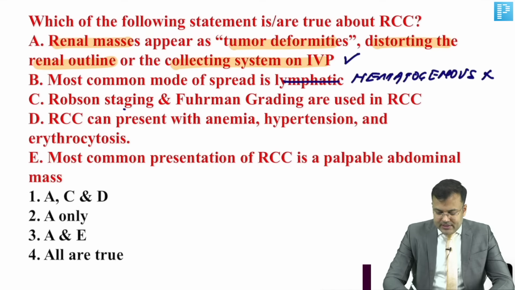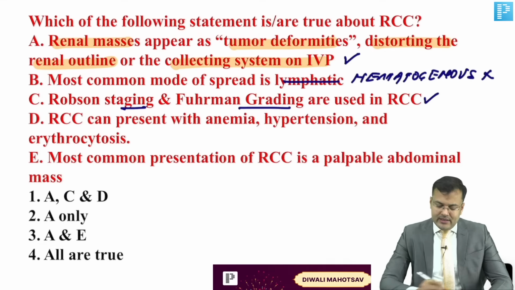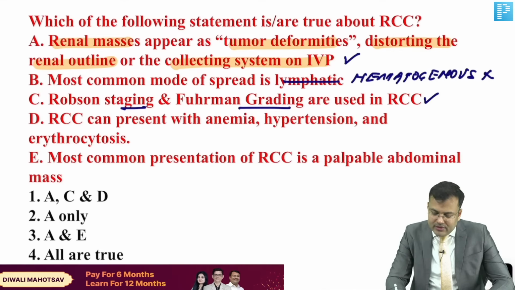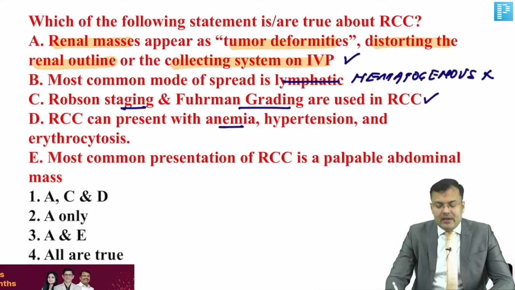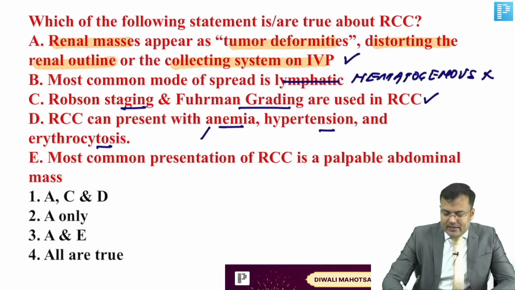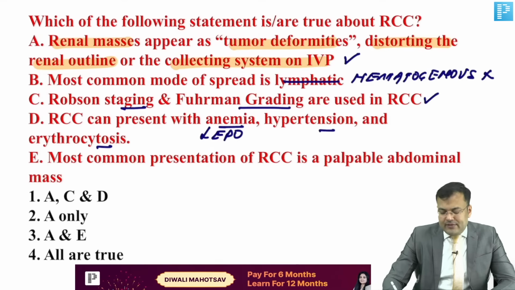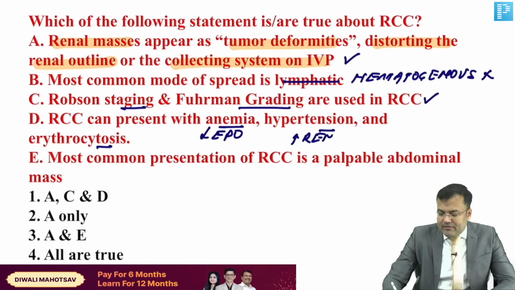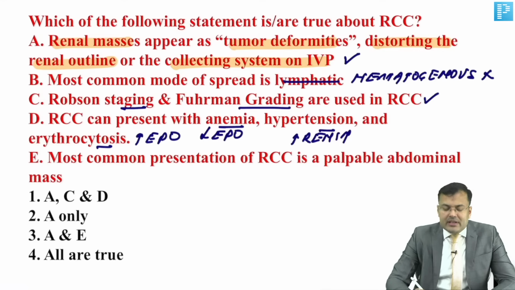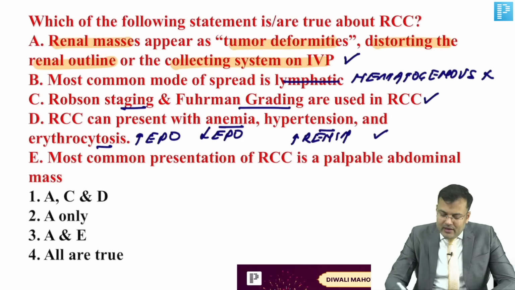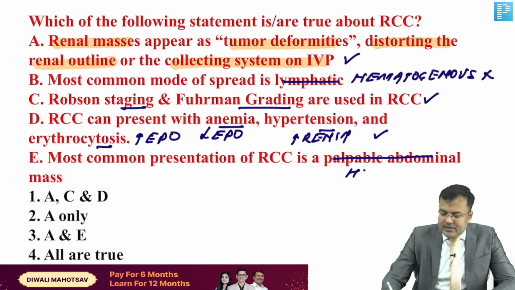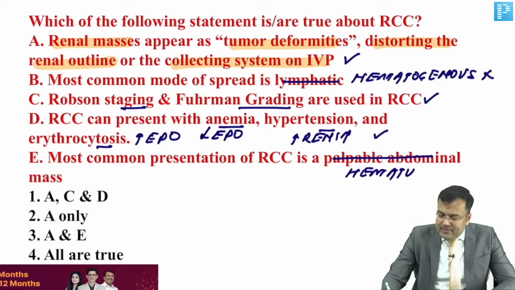Next, there is Robson staging and Fuhrman grading in RCC, correct. RCC can present with anemia, hypertension and erythrocytosis. Yes, it can. Why? Because if a non-functional mass is there, there is decreased erythropoietin. If there is increased secretion of renin, so what will happen? There is hypertension, and if there is increased secretion of erythropoietin, there will be what? Erythrocytosis. So, this is also correct. Most common presentation of RCC is not the mass. The most common presentation is hematuria.